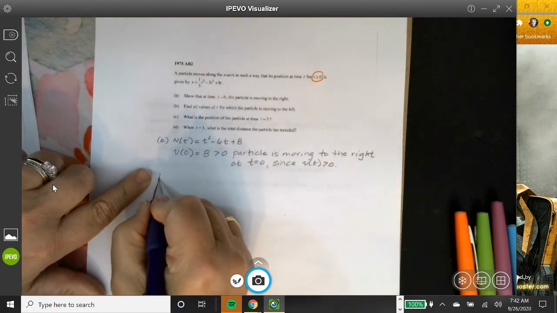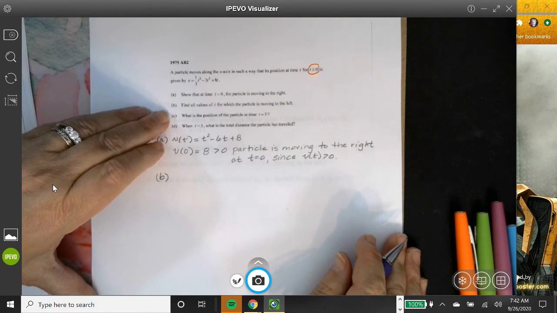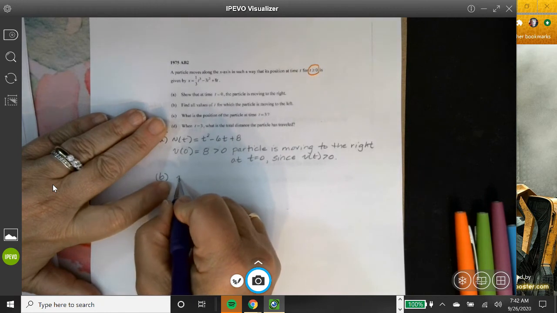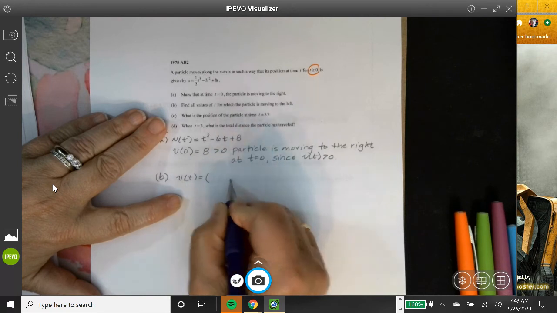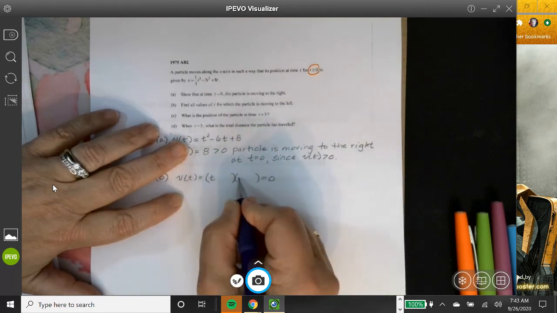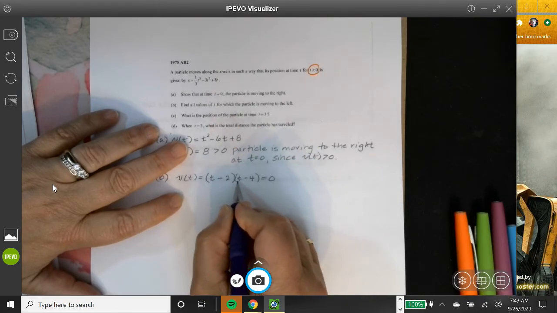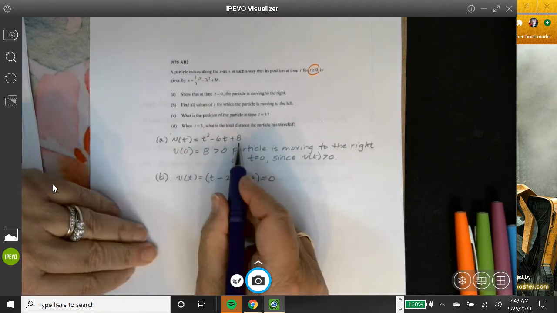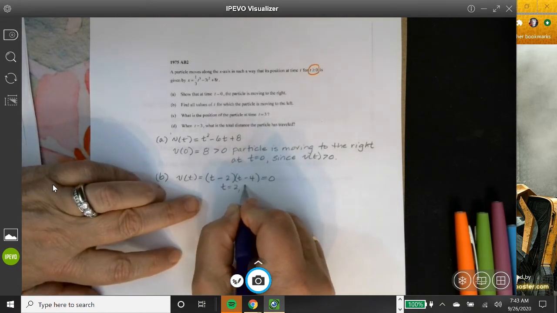All right, part B states, find all values of t for which the particle is moving to the left. Well, that's going to require me to do a sign chart. So let's find out when we have some zeros here. This is going to be t minus 2 and t minus 4, because the inner product is -2t and the outer product is -4t. When you add those, you get -6t, and when you multiply those, you get 8. So it works out. So that's at t equals 2 and 4.